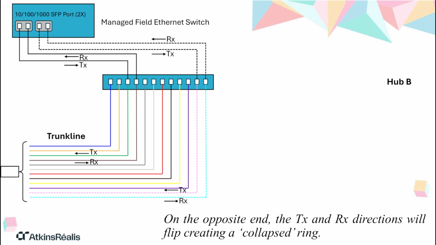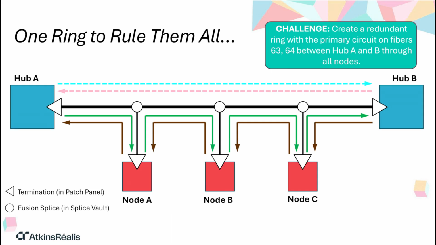Data can go Hub A, Node B, Node C, Hub B on fiber 63/64. Or if there's a break, it can go Hub A, Hub B directly on fibers 71/72. And presumably data can flow the other way too. Precisely. You've created that redundant loop. It's a foundation for, I'd say, 95% of reliable fiber optic networking like FDOT requires.